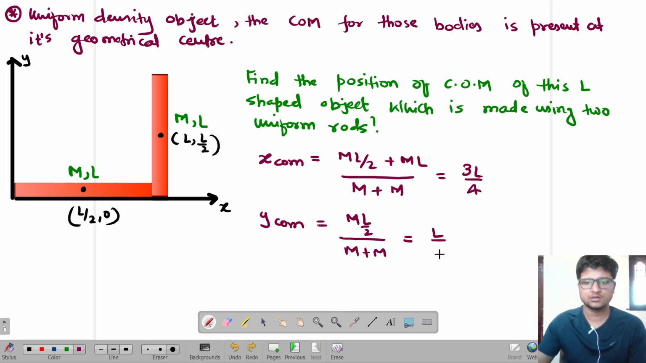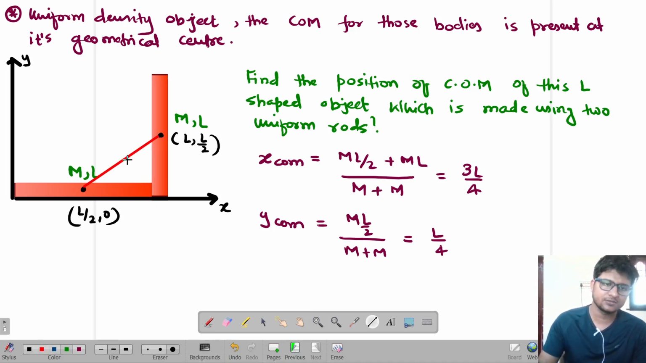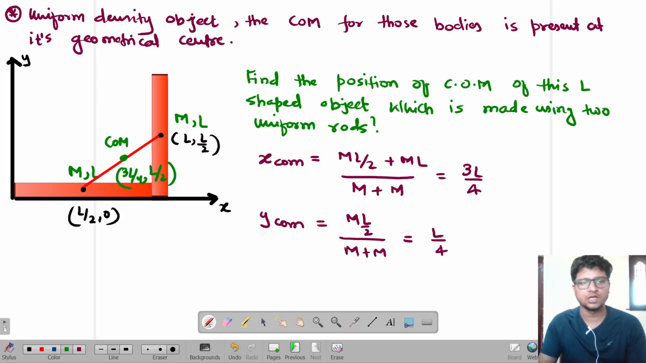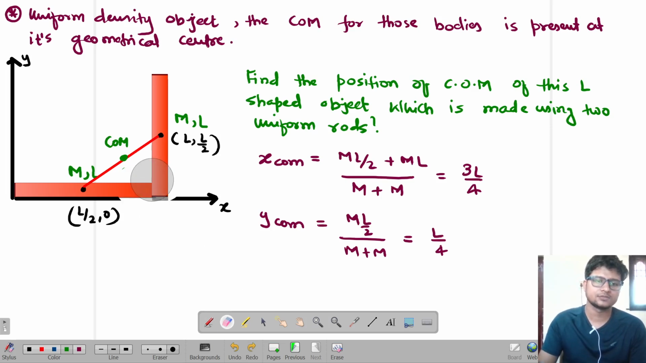So basically, that means the center of mass is like, look over it. Let's suppose if I join this line, remember that the center of mass lies over here on this line. This is the coordinate of COM, which is 3L by 4 comma L by 2. Are you able to get me or not? Is that clear?